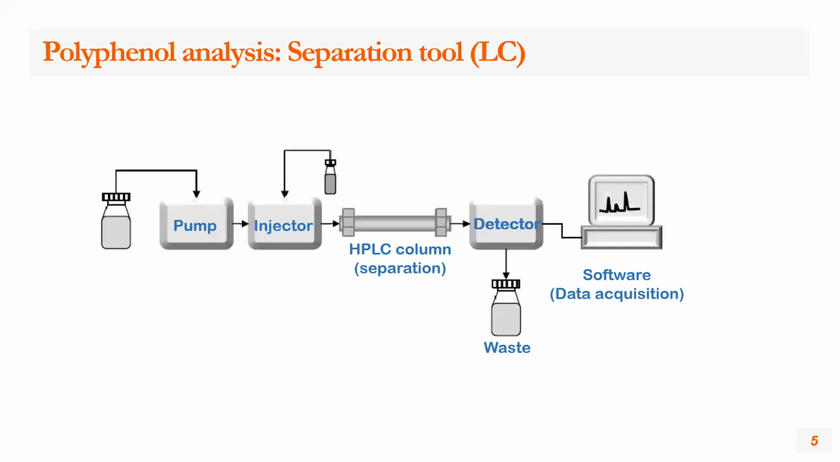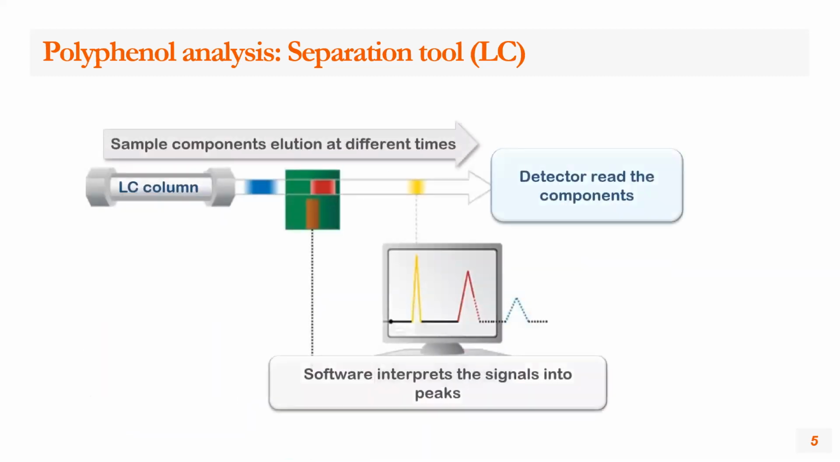It has different parts. I'll not go into details. I'm just putting this for illustration. But there is an important part, which is the column. It has a packing material inside, and this packing material interacts with the compounds in the mixture and allows them to come out of the column at different times. That's how we have separation of these compounds.